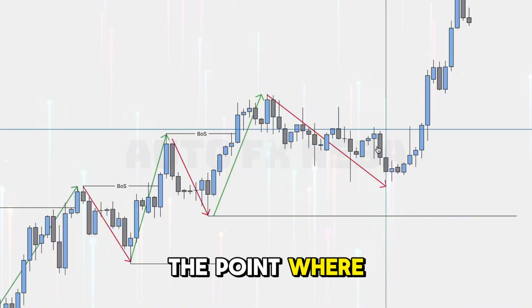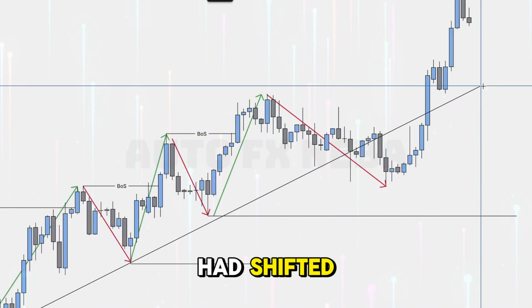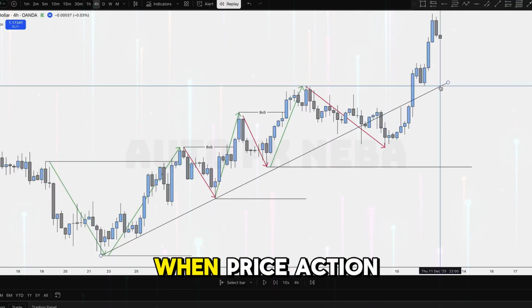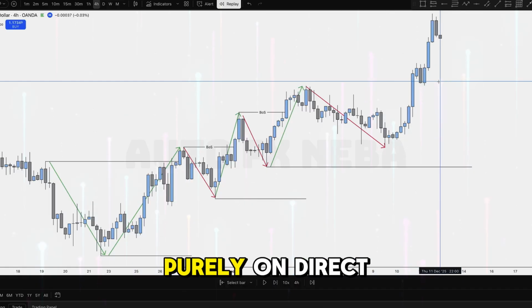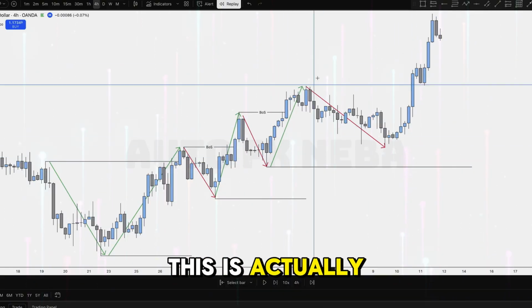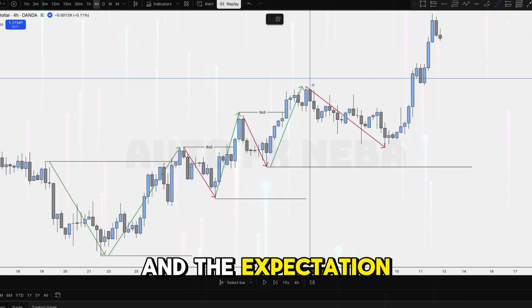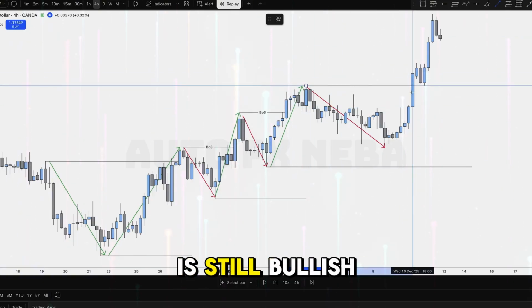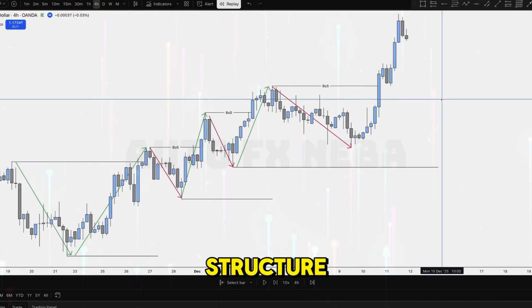So this is the point where trendline traders would have been tricked into thinking the market structure had shifted just there with these closures, when price action traders who view the market based purely on direct price can see that this is actually just a corrective move, which therefore remains a buying opportunity. And the expectation will be that because the market is still bullish, it should continue to trade higher and create a new break of structure, okay?